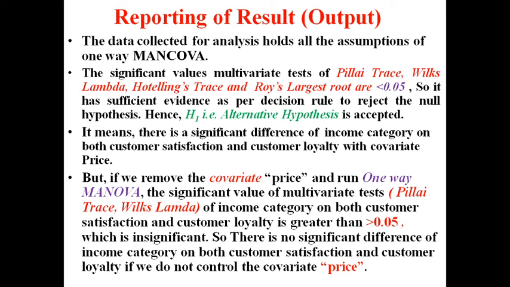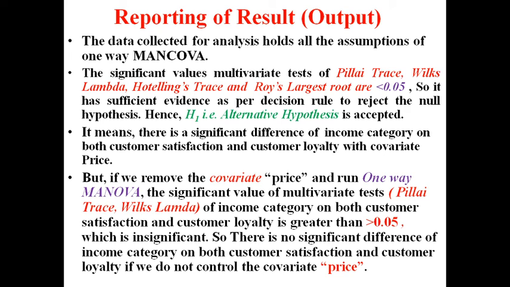The data collected for analysis holds all the assumptions of one-way MANCOVA. So the significance values of the multivariate tests of Pillai's trace, Wilks' lambda, Hotelling's trace, and Roy's largest root are less than 0.05. So it has sufficient evidence as per the decision rule to reject the null hypothesis. Hence H1, that is the alternative hypothesis, is accepted. What does it mean? There is a significant difference of income category on both customer satisfaction and customer loyalty with covariate price. Here we are considering customer satisfaction and customer loyalty together.